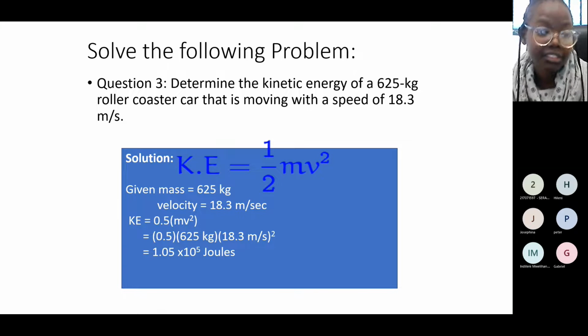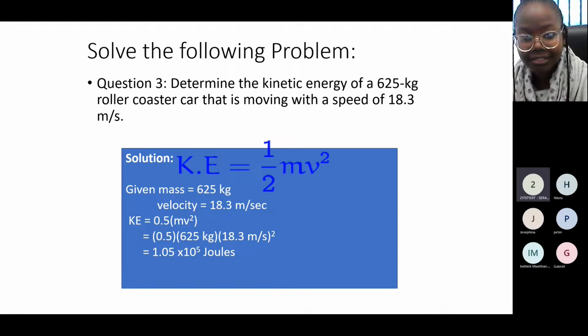It's another activity. Can someone just read the question for us, please? Someone to volunteer and just read what the question says. All right, question 3. Thank you, Sarah.